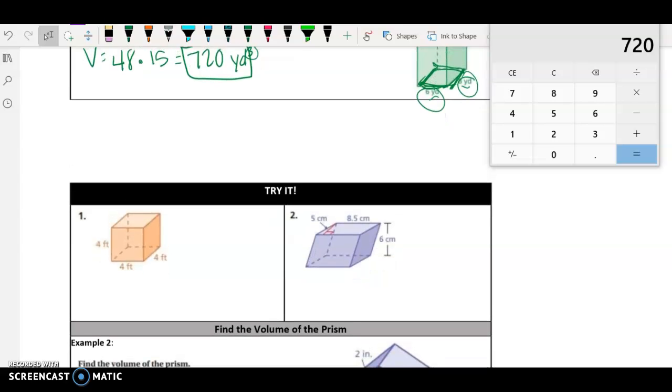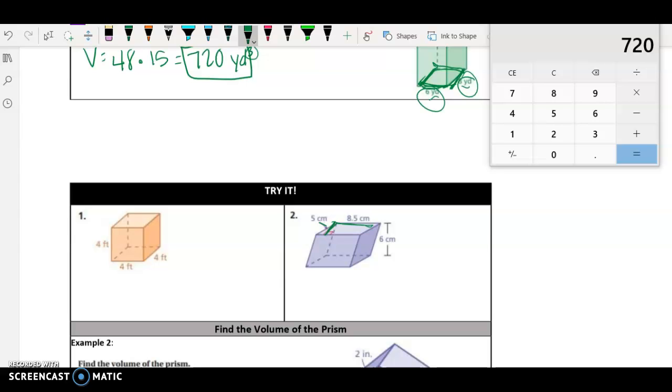So just kind of a hint on number 2, even though it's slanted, they still give us the side length that we need to use to multiply to find our area. So you take the height of the slant, so that's 5 centimeters, times our length, which is 8.5. That's how you'll find the area of the base, and then multiply that by the height.